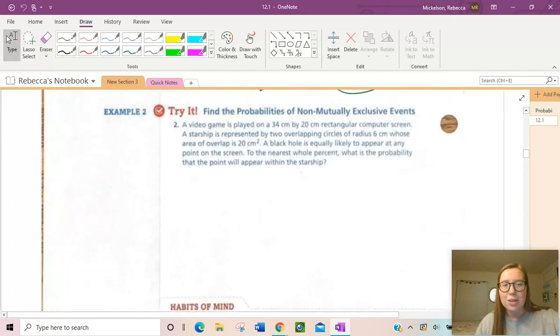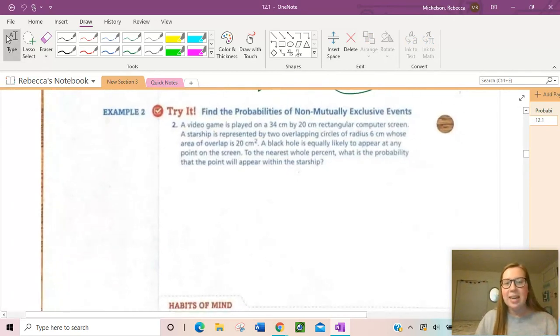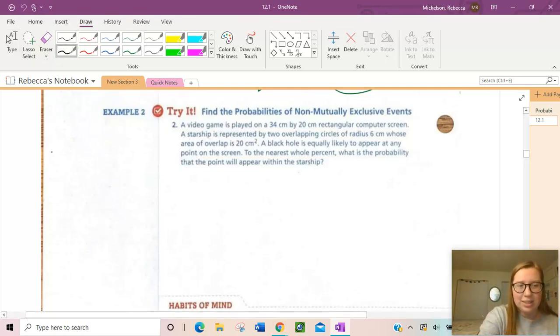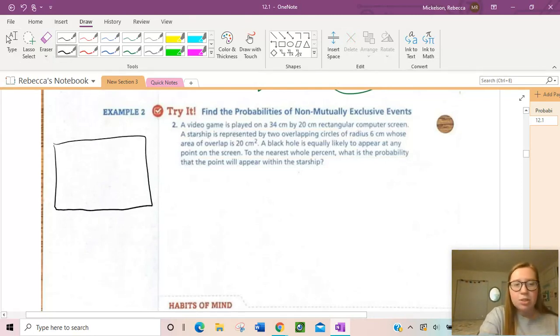And this one is so fun. This one says, a video game is played on a 34 by 20 centimeter rectangular computer screen, and a starship represented by 2 overlapping circles of radius 6 centimeters. Let's draw a picture of what this is going to look like. So I'm going to draw my rectangle. It's a computer screen. It's a 34 by 20 centimeter screen.